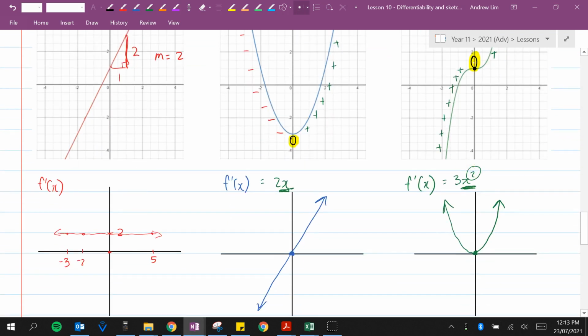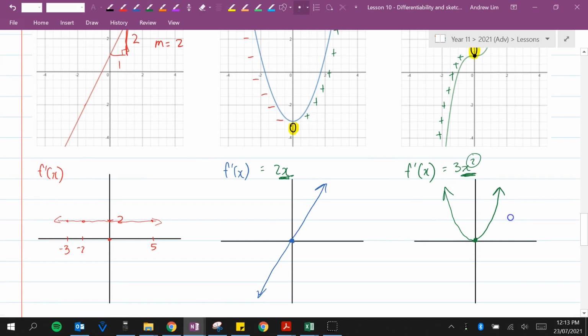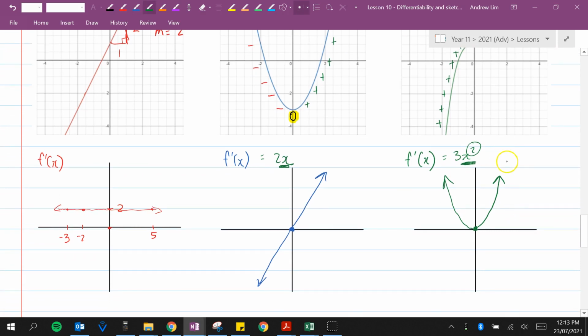So that's the trick. It helps you know pretty much how many turning points there are. Because it's x squared, there's only one turning point in our gradient function.